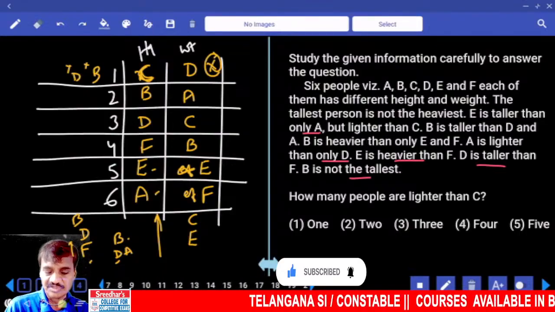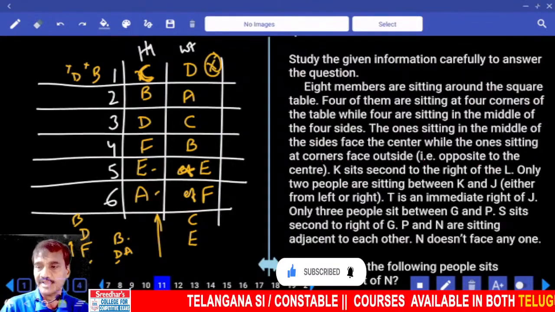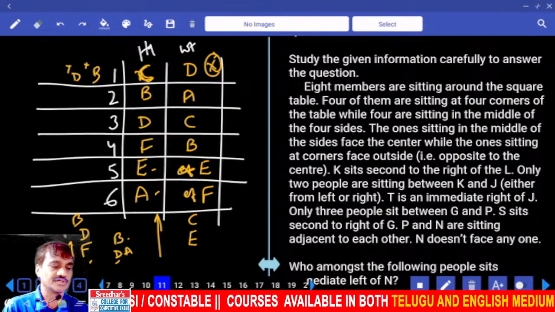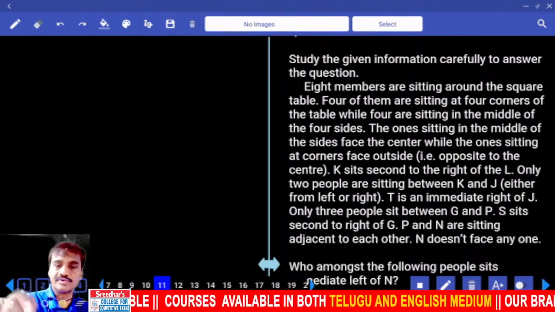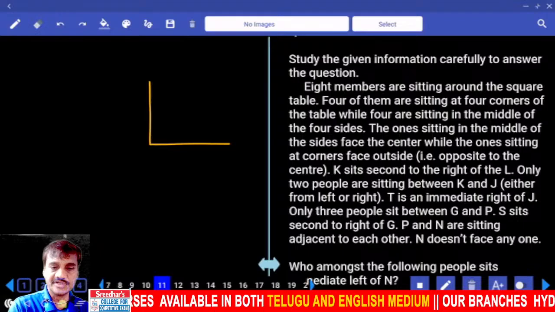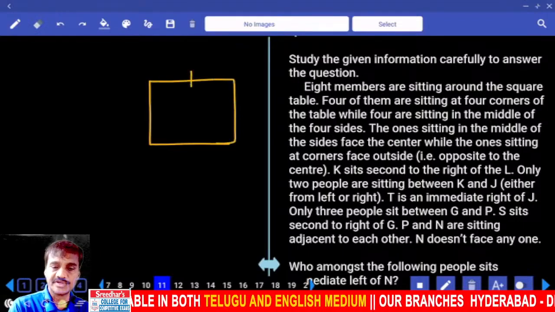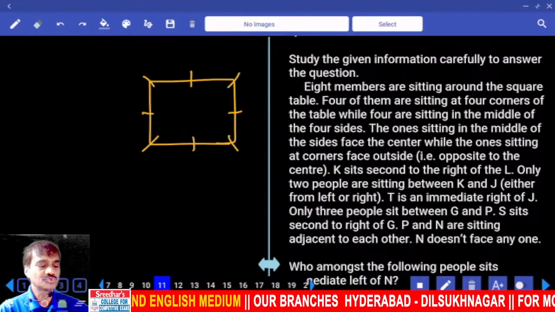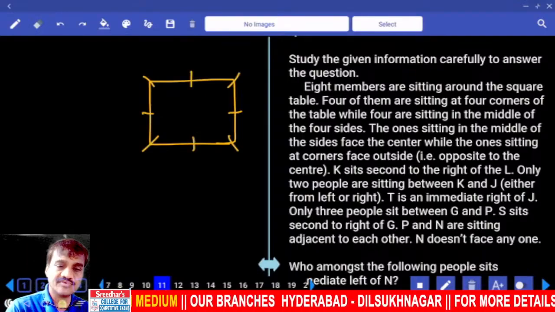Then coming to question number 11. 8 members are seated around a square table. 4 of them sit at the corners and 4 at the centers. Clear? Now 8 persons were there. These 8 persons are seated around this square table, 4 at the center, 4 at the corners. And the persons who are at the corners are facing away from the center.